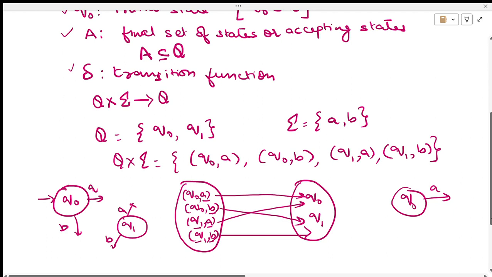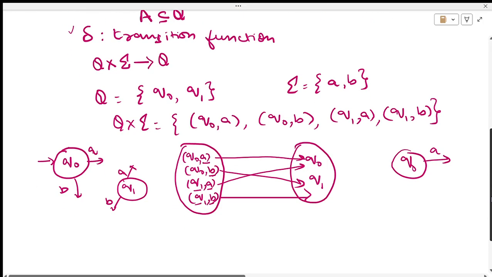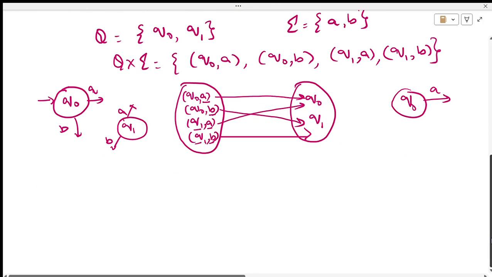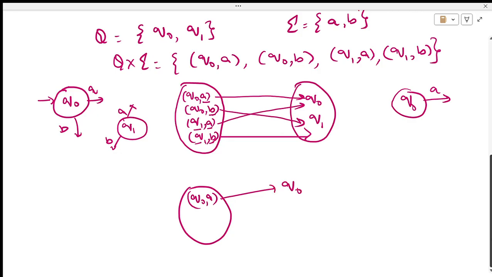So this will be a deterministic finite automata. But suppose, take the example of this kind. Suppose this is Q naught, and on reading A it goes to state Q naught and also goes to state Q1. This will not be a deterministic finite automata. It should have exactly one transition.